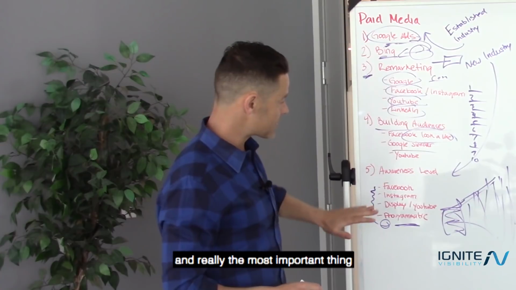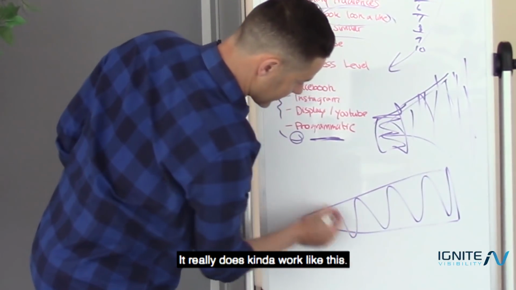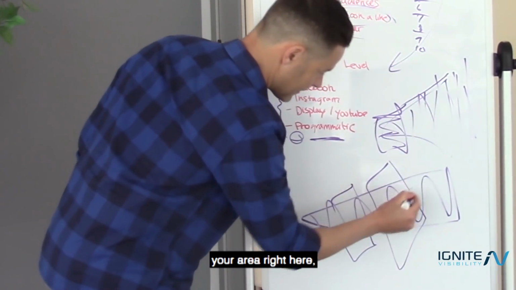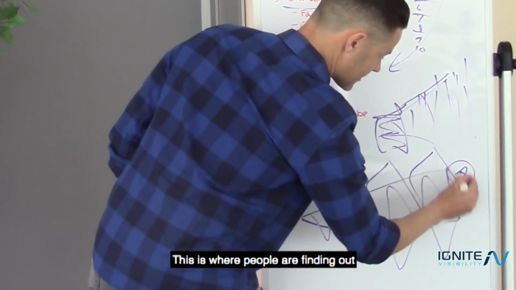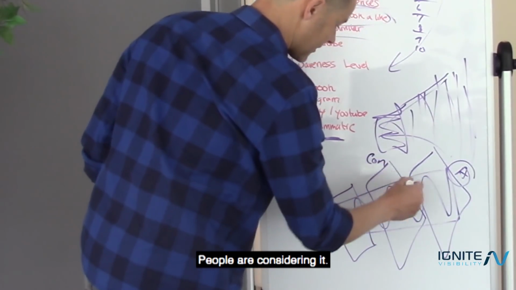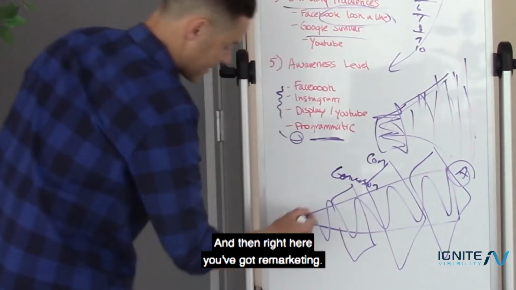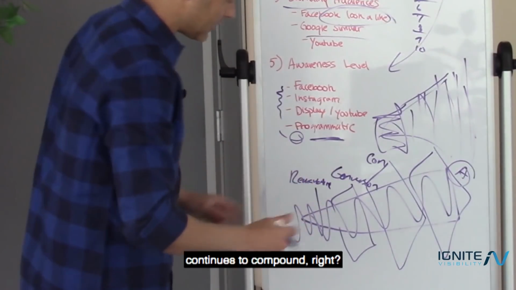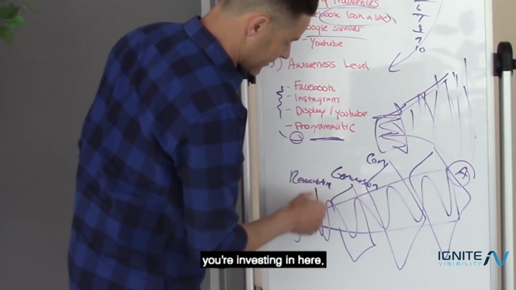And really, the most important thing I think to think about is paid media. It really does kind of work like this. So you've got your area right here, your area right here, and your area right here. This is awareness, right? This is where people are finding out about your product, okay? This is consideration. People are considering it. You're nurturing them through here. Finally, you've got conversion. And then right here, you've got remarketing. And all of this stuff kind of just continues to compound, right? So you're investing in here, here, here, and here.